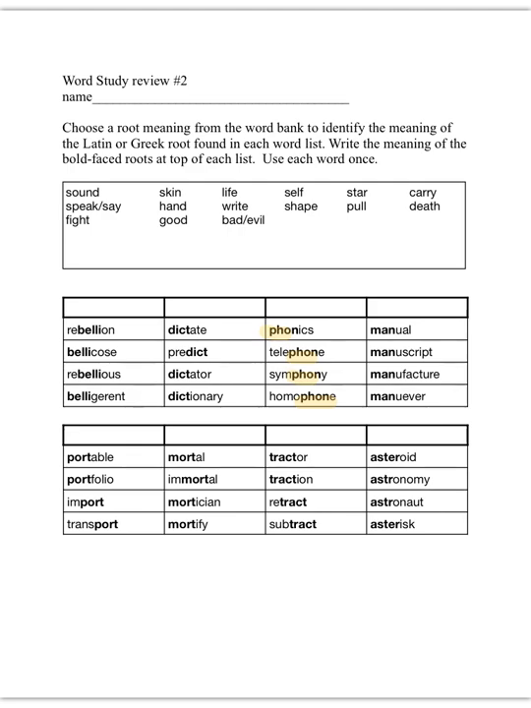A symphony is an orchestra or a group of musicians that play together, and musicians that play together make a sound that blends together. And lastly, a homophone would be two words that have the same sound, homo meaning same. So, for example, SEE and SEA both sound like C, but they have two different meanings. So, phonics, telephone, symphony, and homophone all have the same root, and that root means sound.